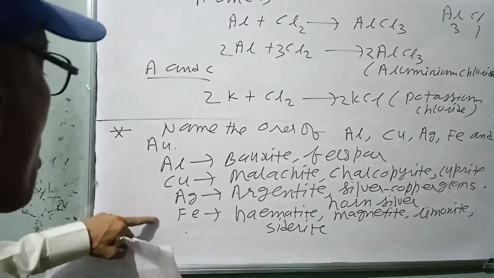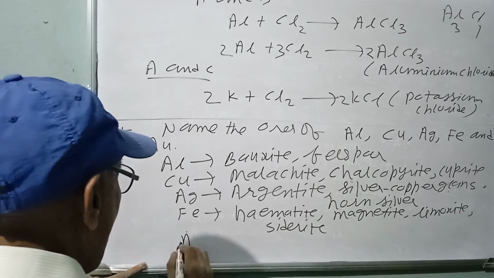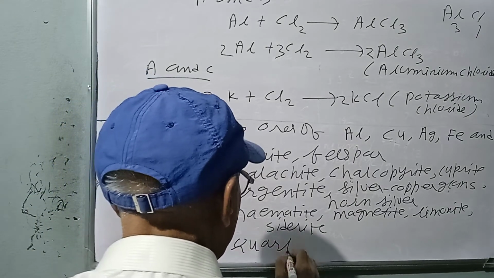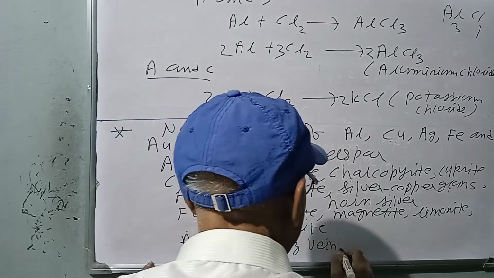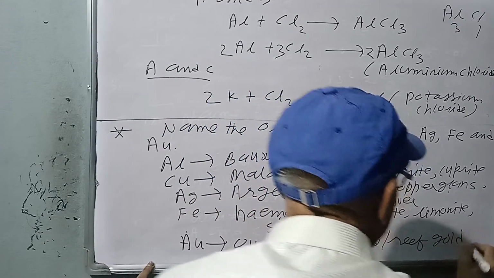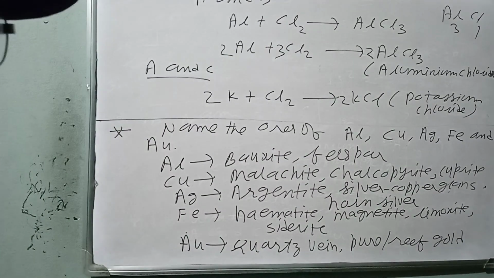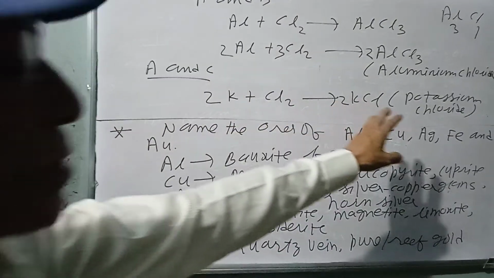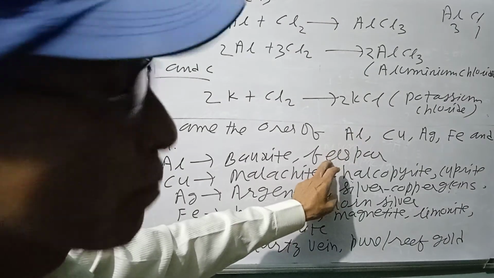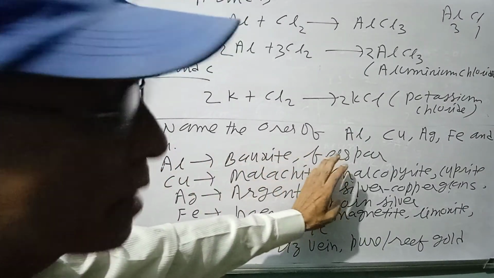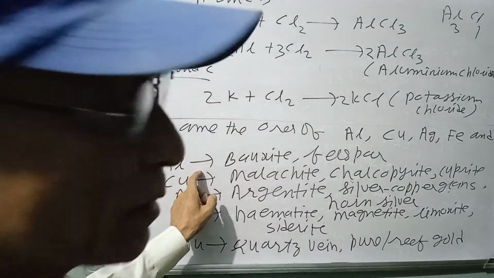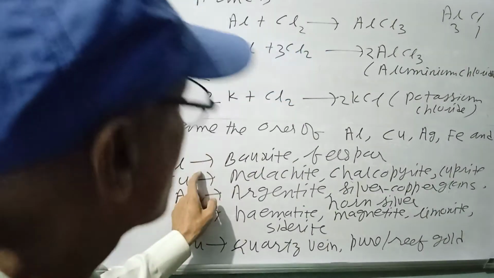Gold, Au, is found in quartz veins, pure or native gold. In this way, you can write scientific reasons. For example, to make aeroplane parts, aluminium is used. Why? Aluminium is light, powerful and non-rustable.